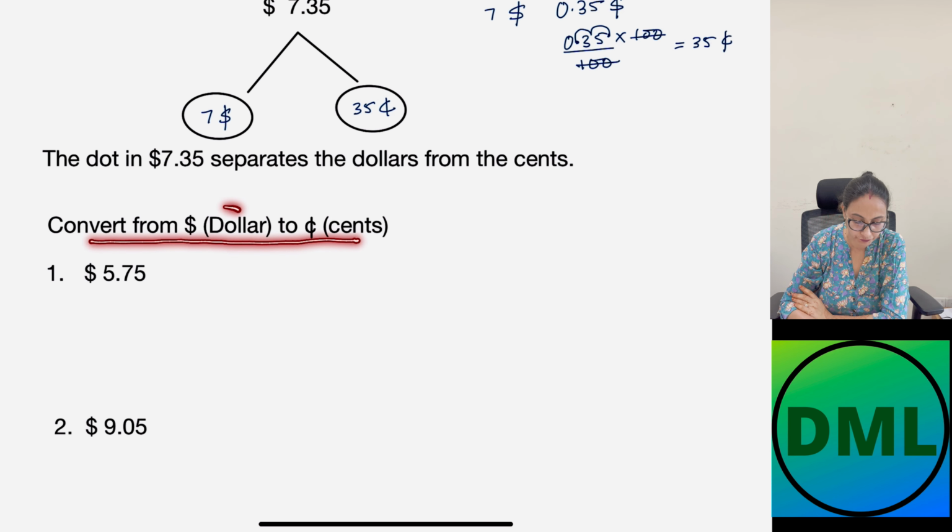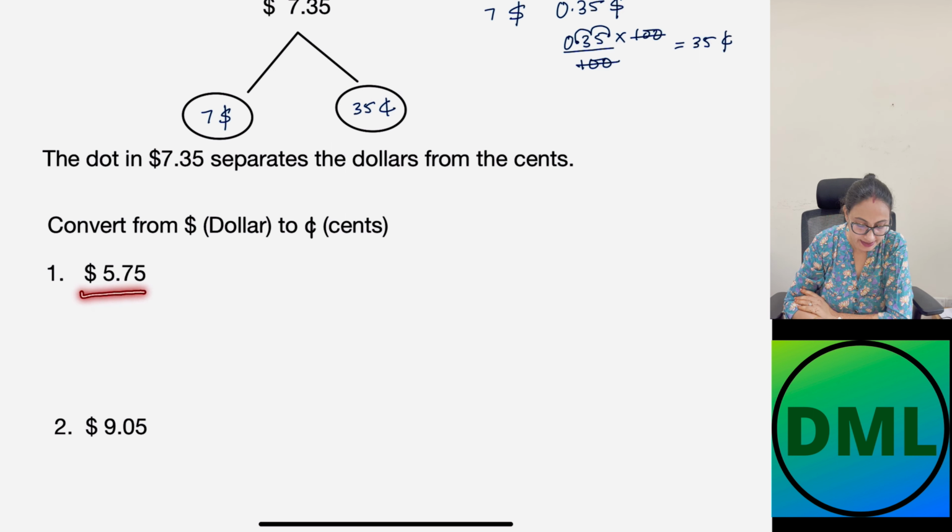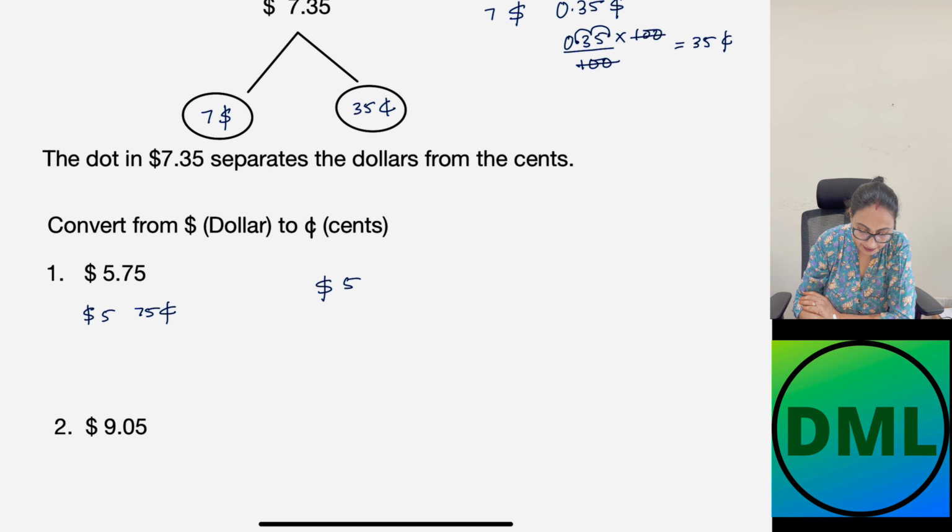Convert from dollars to cents. That means I'm going from bigger unit to smaller unit. What will be my conversion? I have to multiply my answer by 100. $5.75. You can directly write down the answer as $5.75. But if you want to do the conversion, we will write it as $5 and $0.75. I need to convert this into cents.